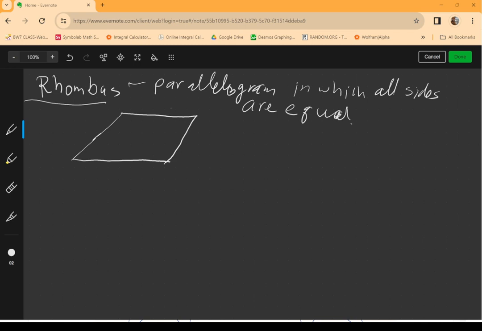Okay. All right. So here, we'll have opposite sides parallel, and then all sides are of the same length. All right. So the angles diagonally across from each other are of the same measure. Okay. So that is the only difference between a rhombus and a parallelogram.